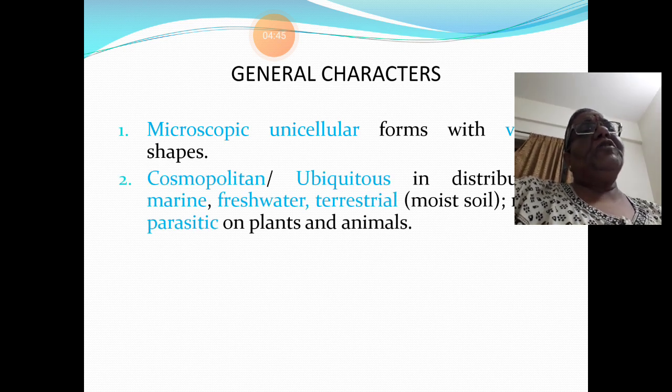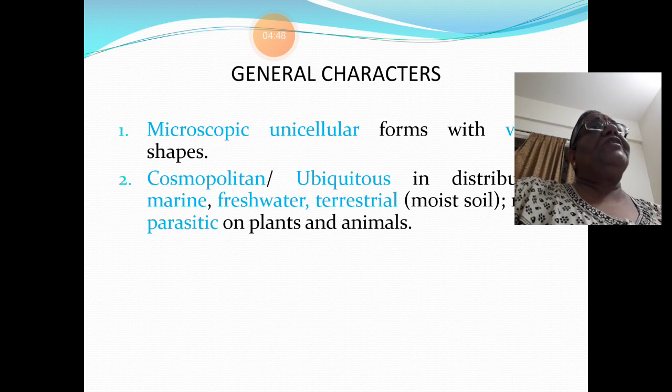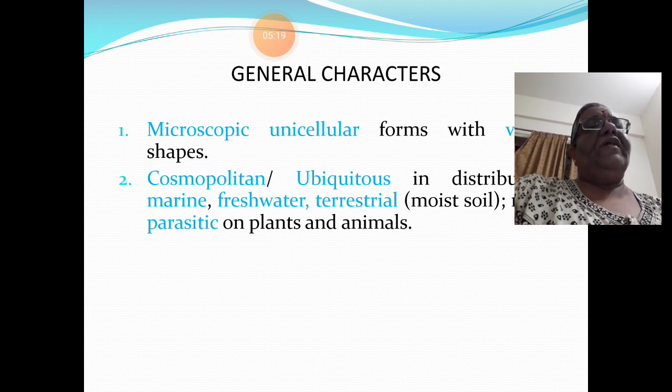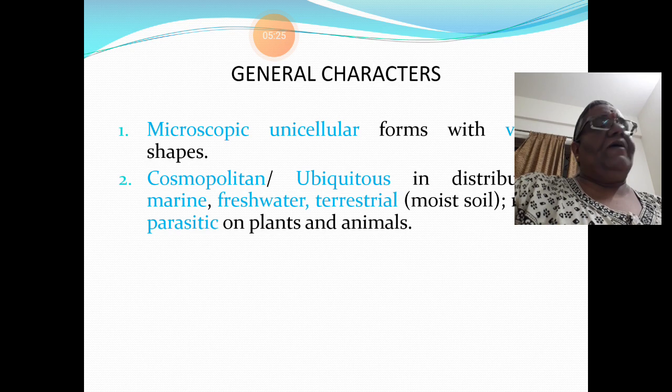Then, distribution wise, they are cosmopolitan. Cosmopolitan means they are found in all possible habitats. There is one more term to refer to this, that is ubiquitous. Ubiquitous also means cosmopolitan. Some forms are marine, that means they live in seawater. Some forms are freshwater. Some of them live in moist, damp soil, they are terrestrial. And some of them are parasitic on plants and animals.